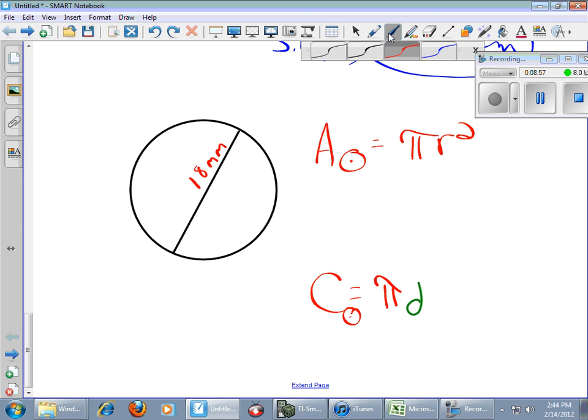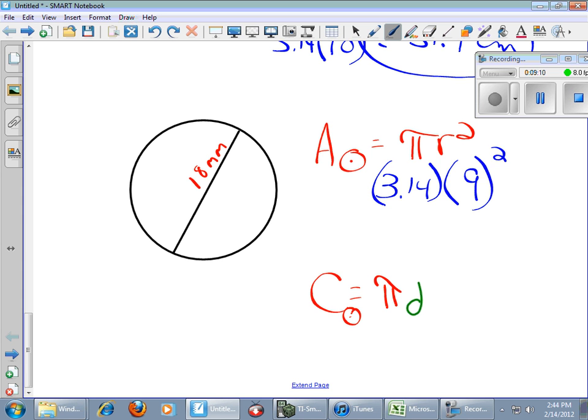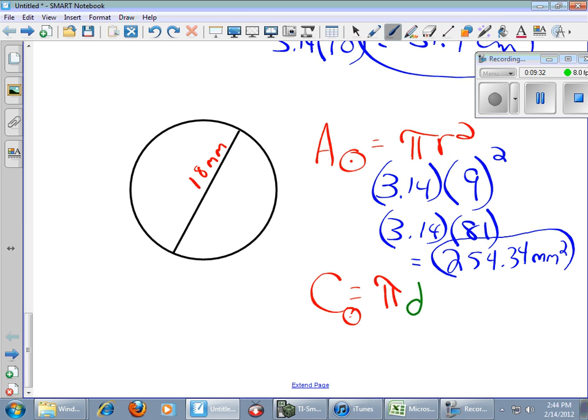If you're done pausing the video, I'm assuming you're ready to see an answer. I'm going to use 3.14 for my pi approximation. I'm going to need the radius. The radius is not 18. The diameter is 18. The radius is half a diameter, so therefore the radius is 9. I need to do exponents first. So I'm going to take 3.14 and multiply by 9 squared, which is 81. And now I'll turn to my calculator, and I will do 3.14 times 81, and I will get 254 and 3/4 millimeters squared. Areas are always square.